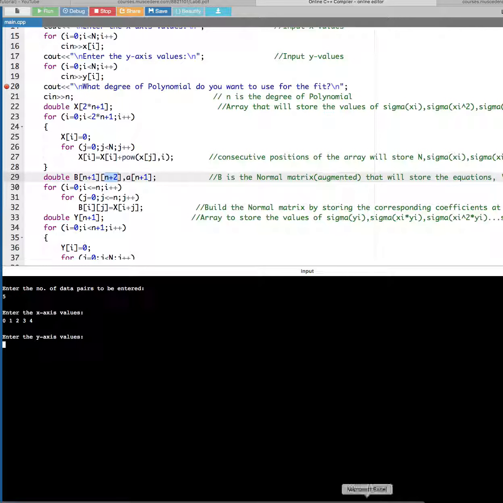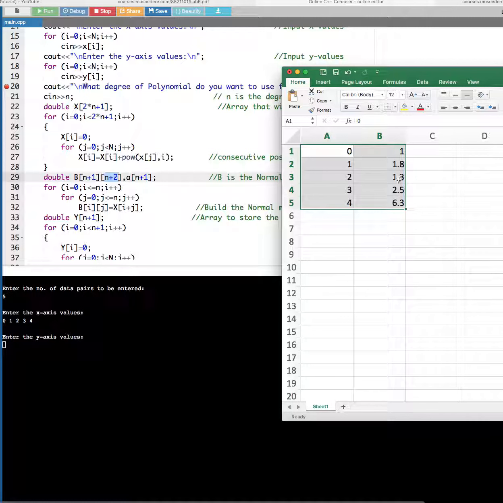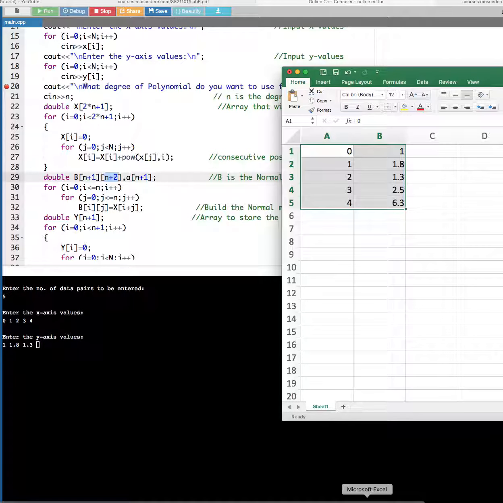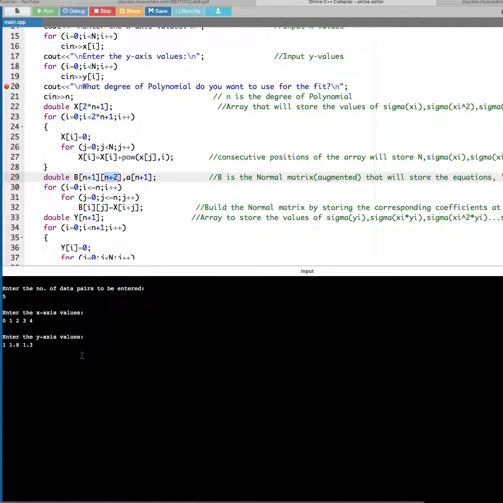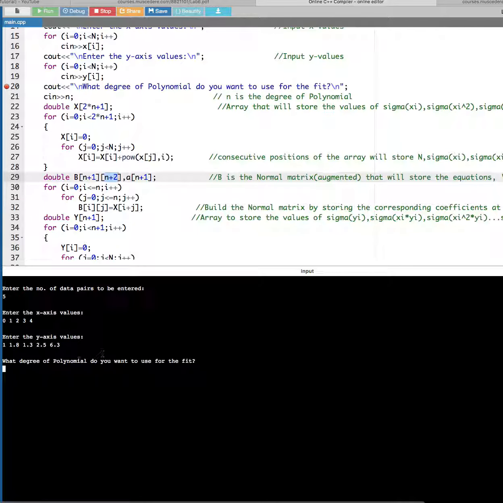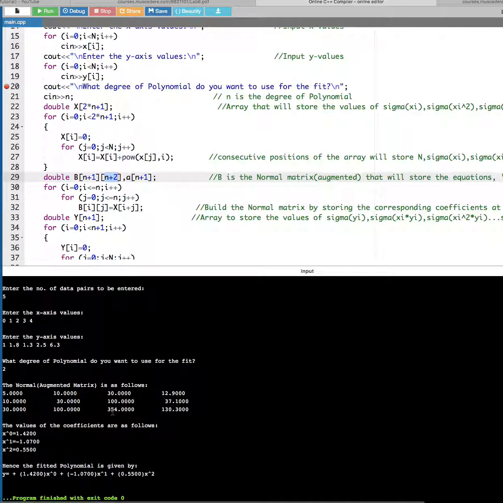Enter the y values: 1, 1.8, 1.3, 2.5, 6.3, and that is it, right? And this is asking what degree of polynomial do you want to use for the fit. Let's put a second degree polynomial, so 2. And if you notice, we are getting this equation. The fitted polynomial equation is given by this one, right?